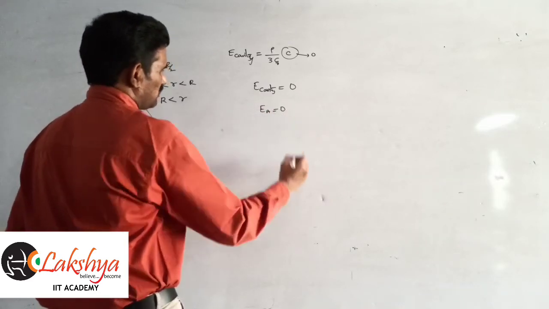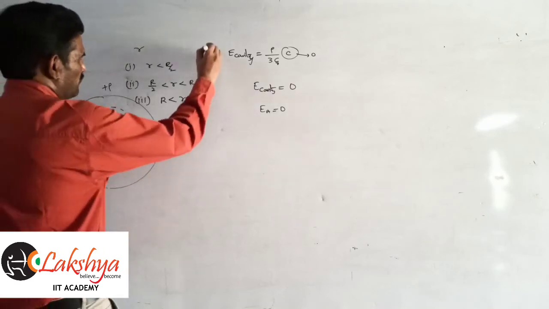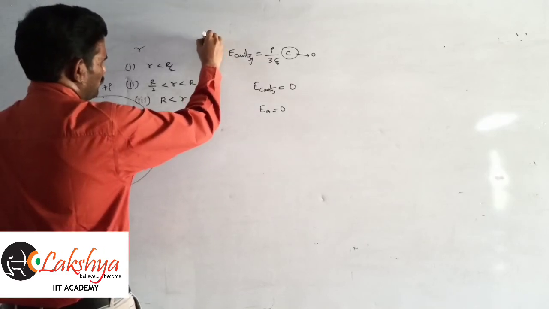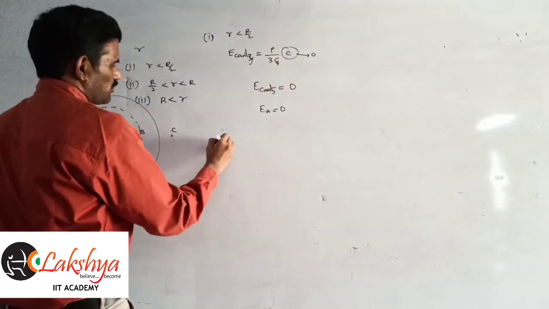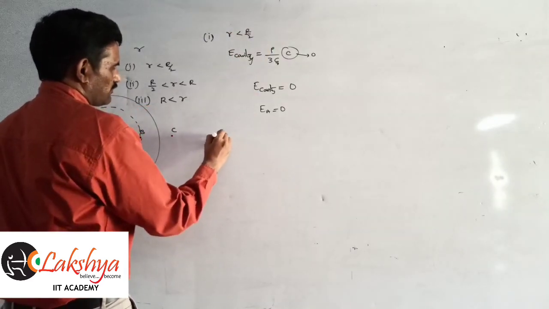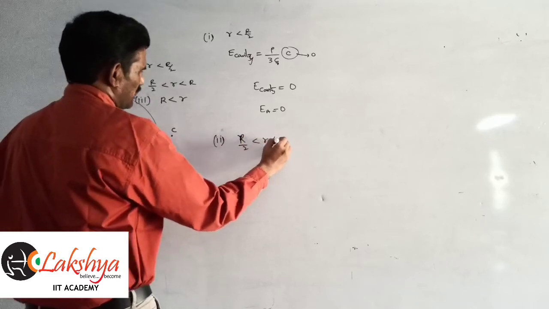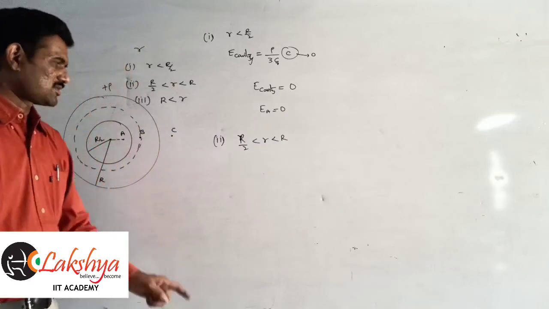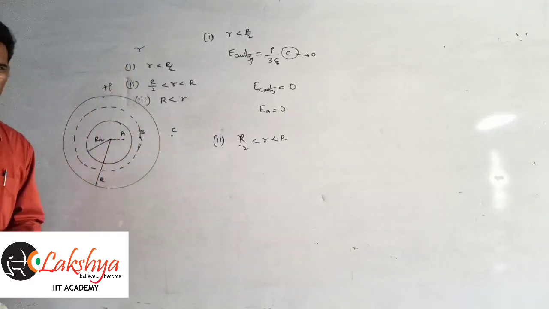Now see how to find the second condition here. This is the first condition, when r is less than R by 2. Next, suppose I am taking the second condition here, R by 2 less than r less than capital R. It lies at the point B I am taking here. And so now we need to apply our Gauss law. We need to follow our procedure. Gauss law we need to apply here.